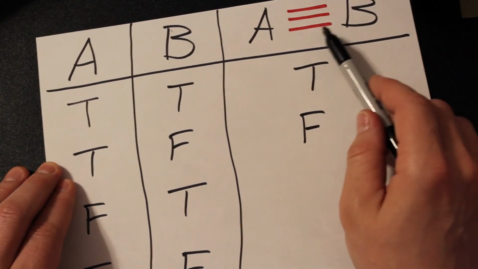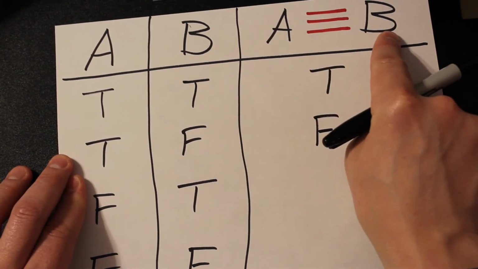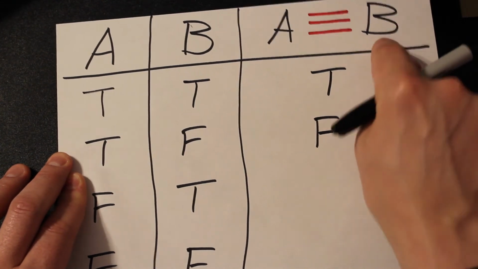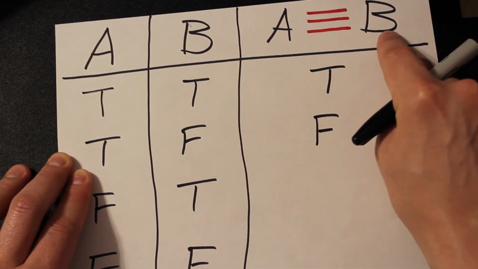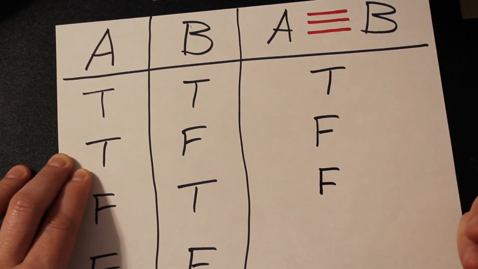But again, they're contingent on each other. So here you have if A is true, then B is true. But here, A is false. So if A is false, then B is false. But it's if and only if. So that also means if B is false, then A is false. But that's not true because B is true. So this must be false again.